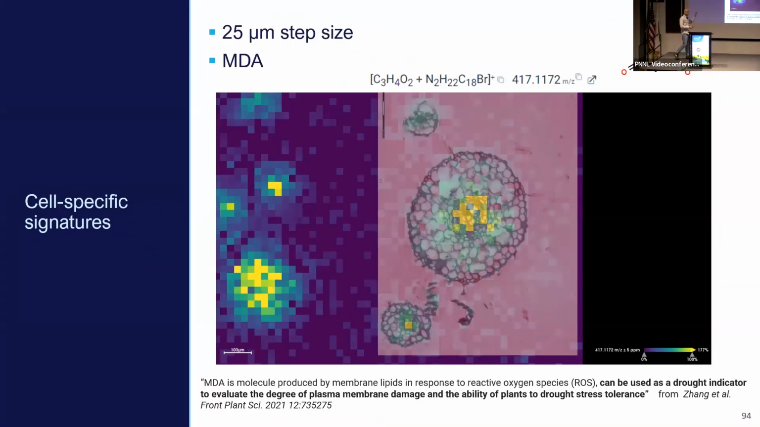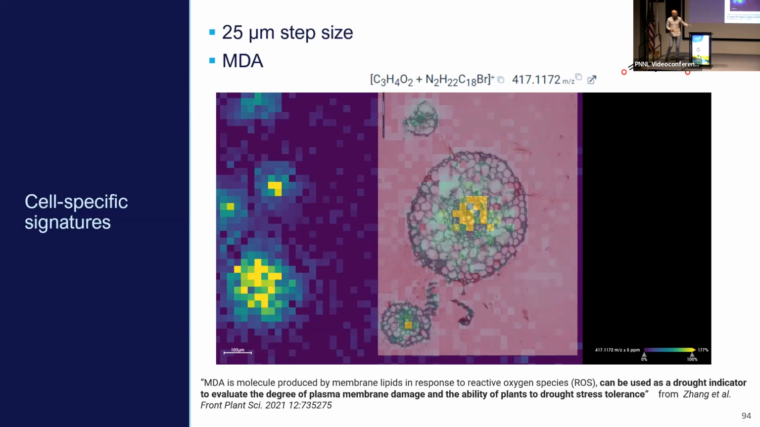So this is also very important to highlight, that with this workflow we can have really cell-specific signatures. And this is, again, also part of the Amir Kami CSPOR project, where we were investigating how drought actually influences poplar.